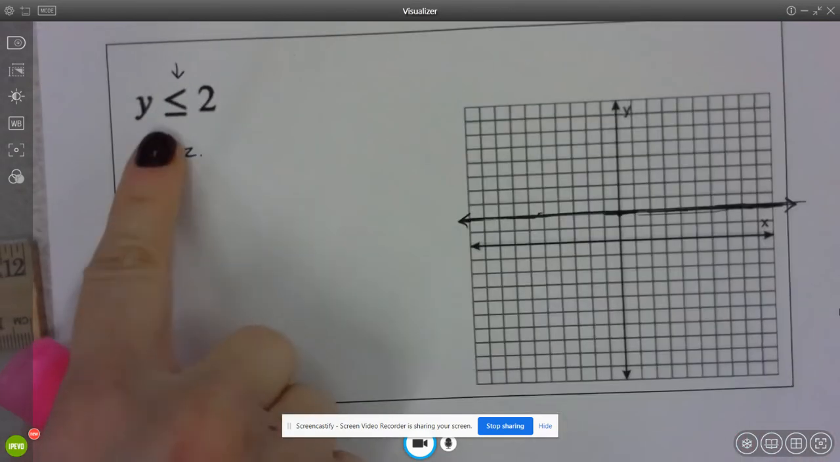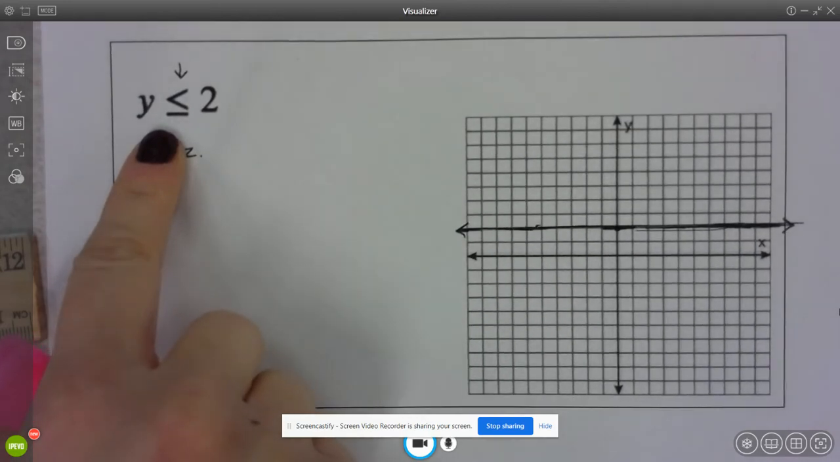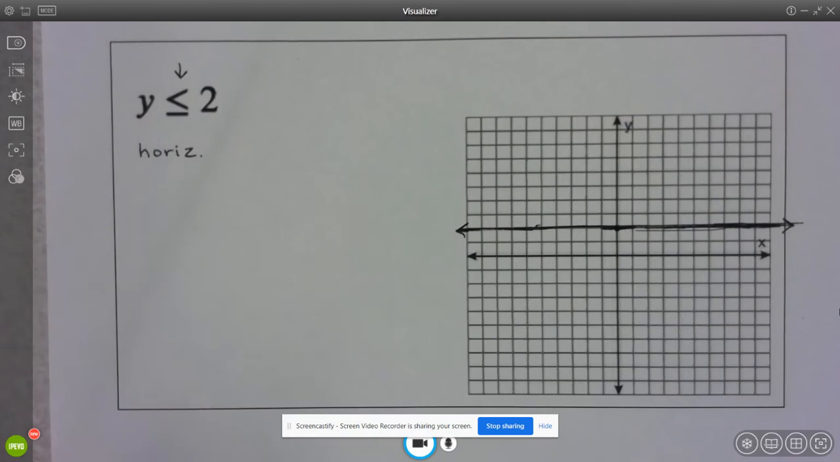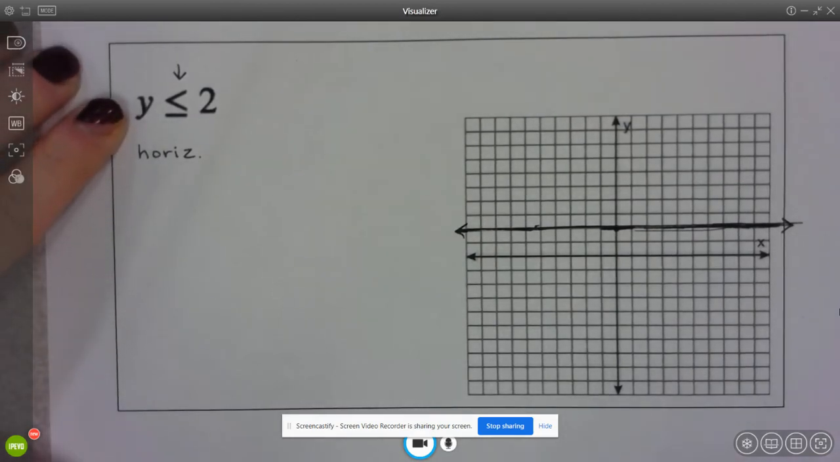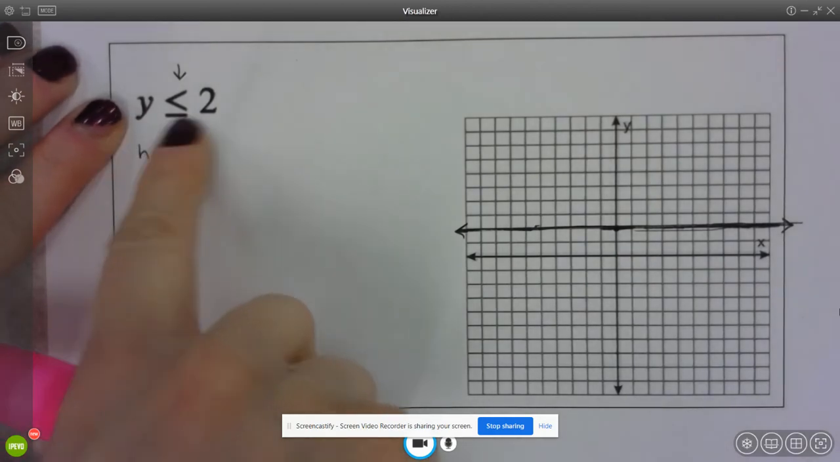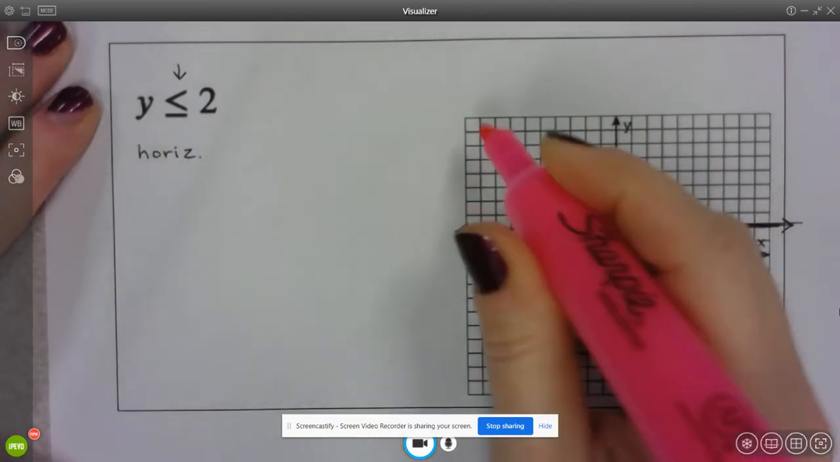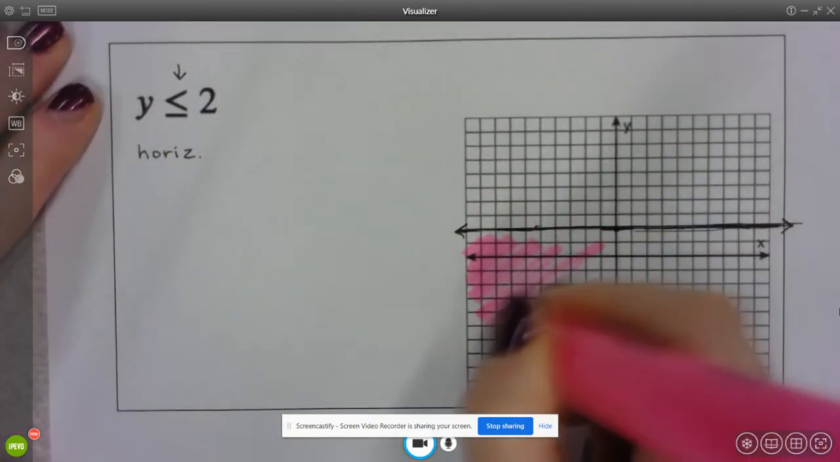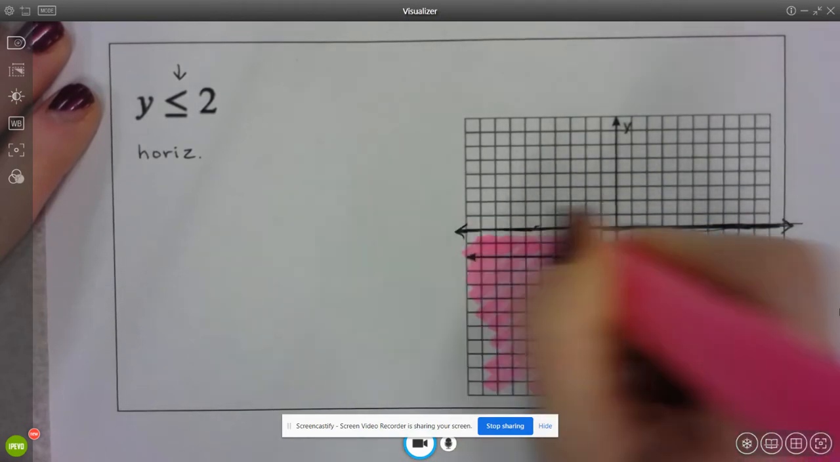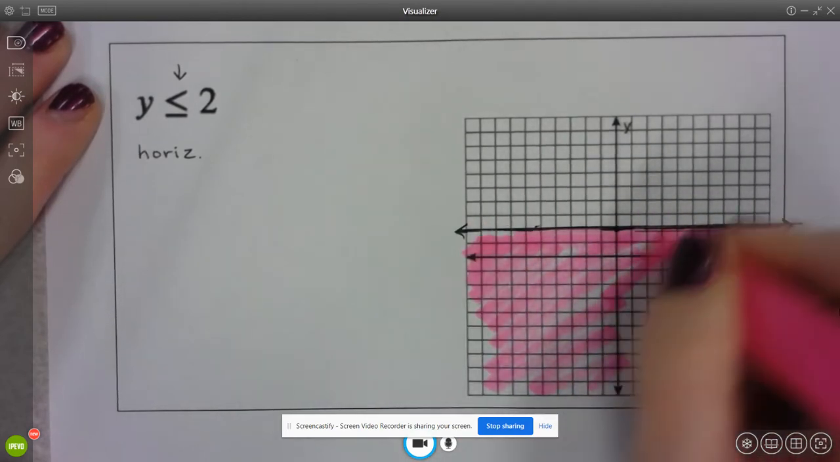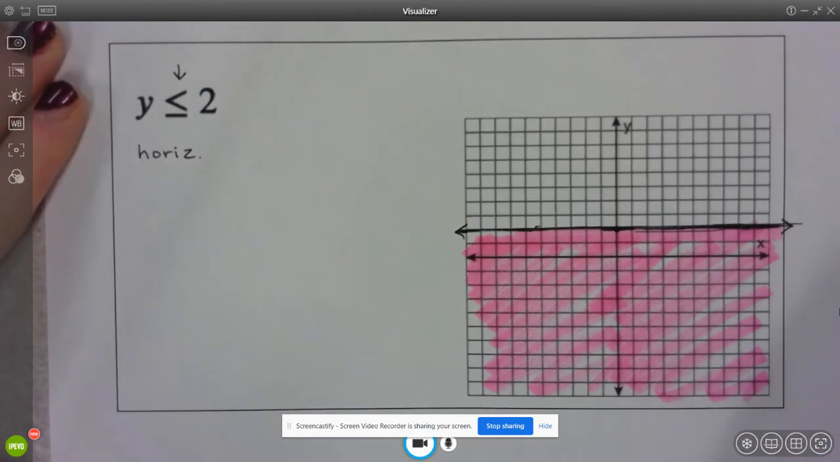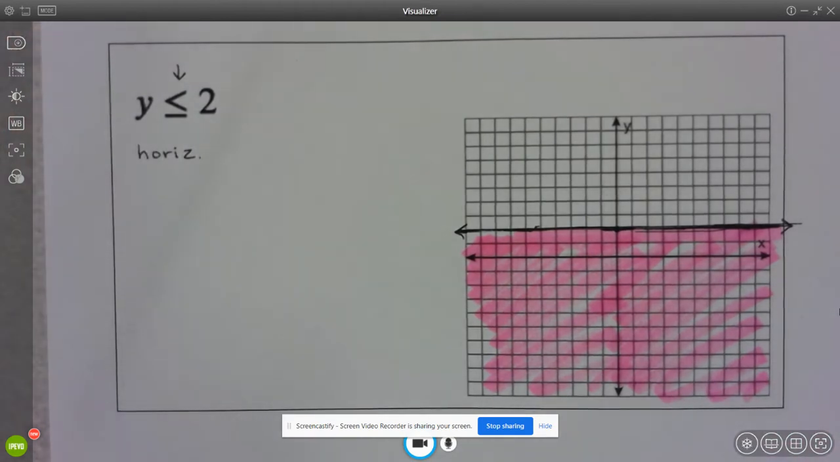So in this case, if it's in y equals form or slope-intercept form, it's a little bit easier for us to figure out the shading. So here I'm saying all of my y values that are less than or equal to 2. Well, that's everything down here. So all of this is part of my solution set because that's where all of my y values are less than or equal to 2.